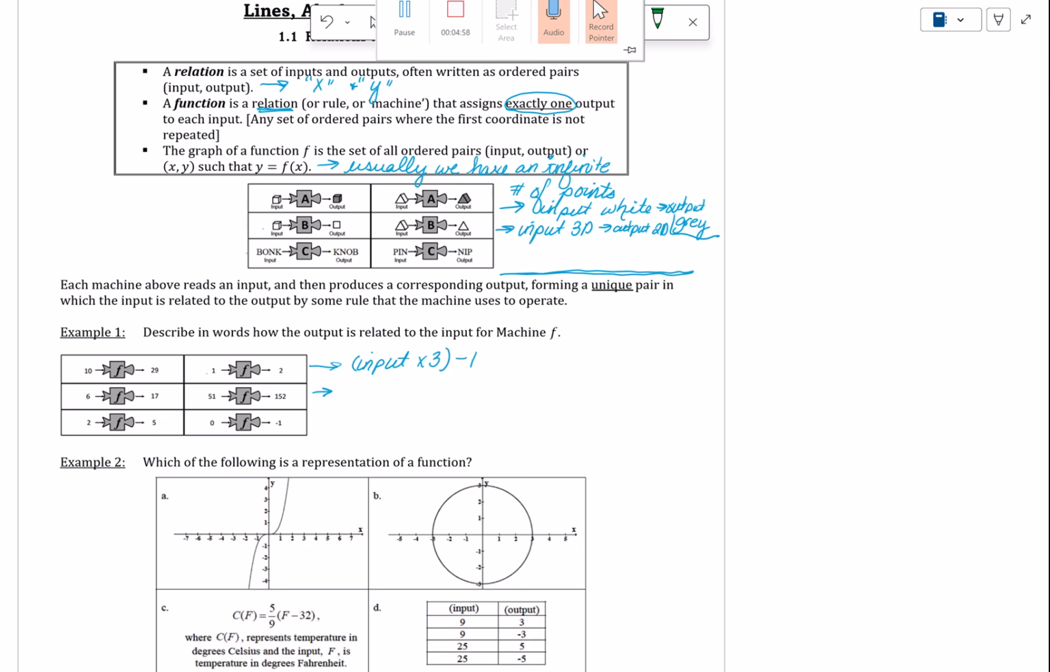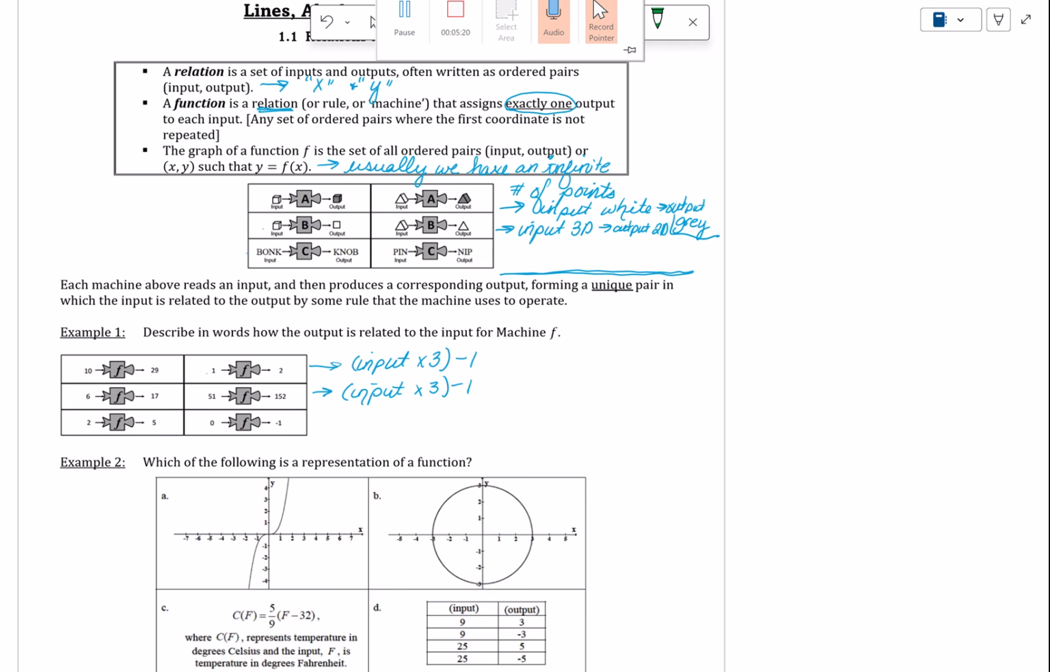So if I take 10 times 3 is 30, minus 1 is 29, so that works. 1 times 3 is 3, minus 1 is 2. 6 times 3 is 18, minus 1 is 17, so still working. So we can see that that's working on each one. So that's what that function is.